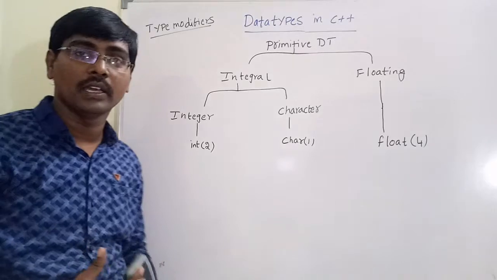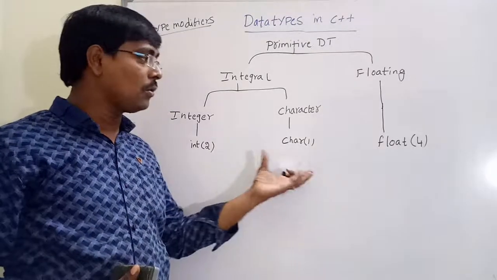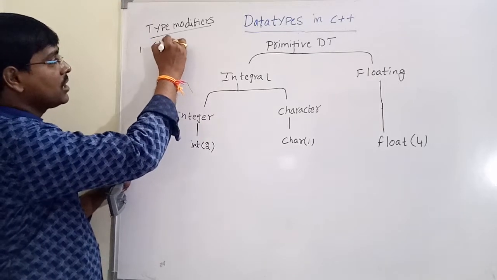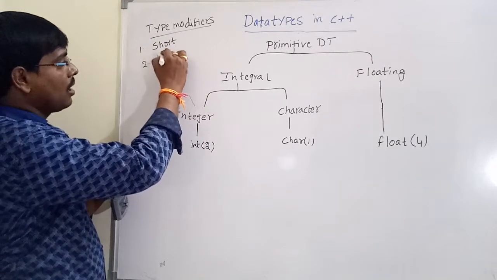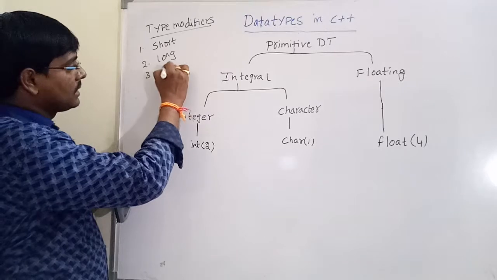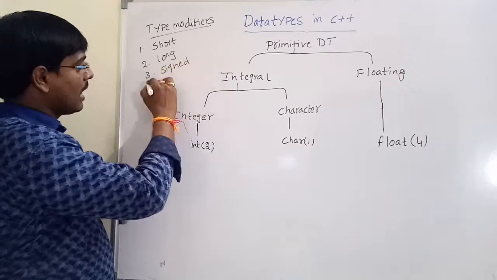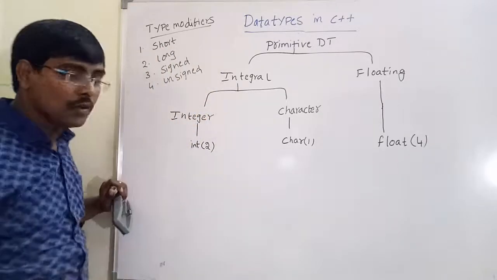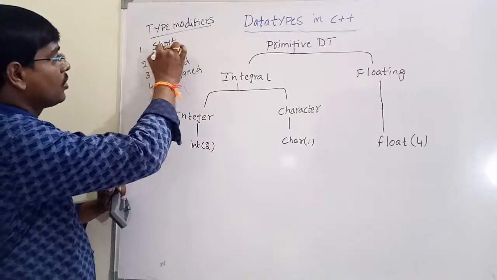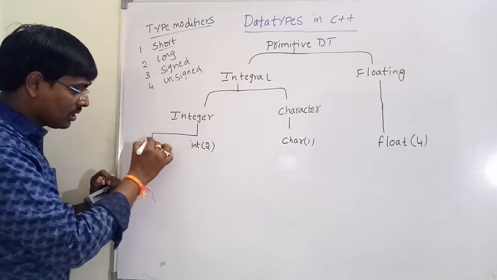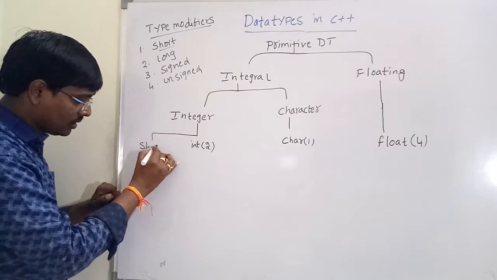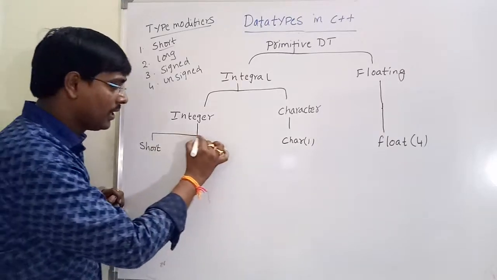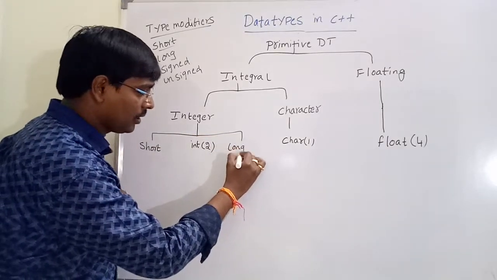These type modifiers add additional properties to the basic data types. Some of the type modifiers are short, long, signed, unsigned. So first we will move to short. Here short means short int and long int.